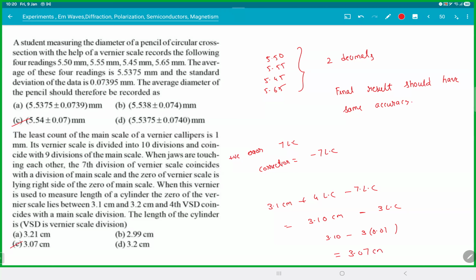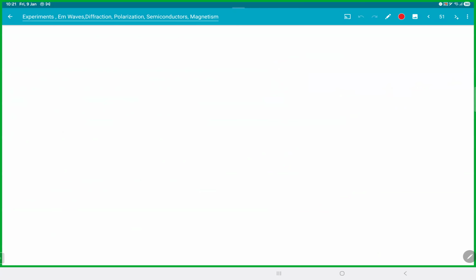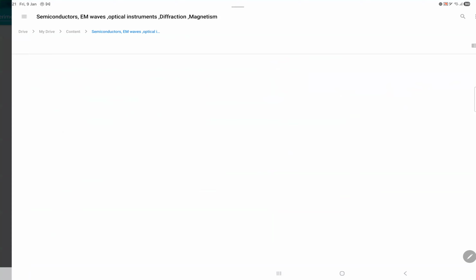Clear with that? So you have to visualize the whole picture. They won't give you the picture every time for vernier calipers. So even when there's no object inside, it is measuring 7 least counts. Matlab, final correction, you have to subtract 7 least counts, or minus 0.7 mm. One least count is 0.1 mm. Got this? That's a bit about vernier calipers.